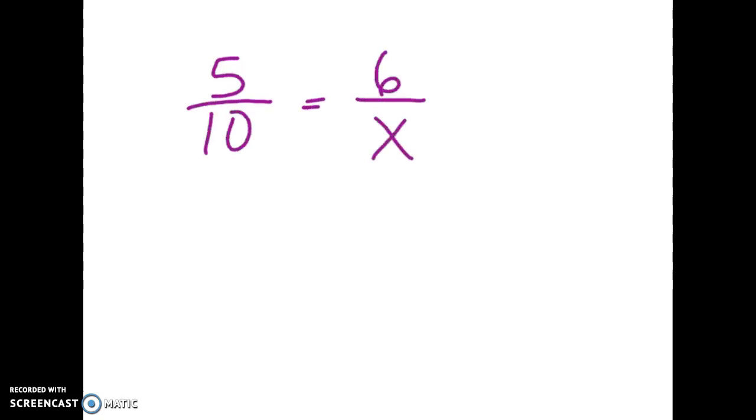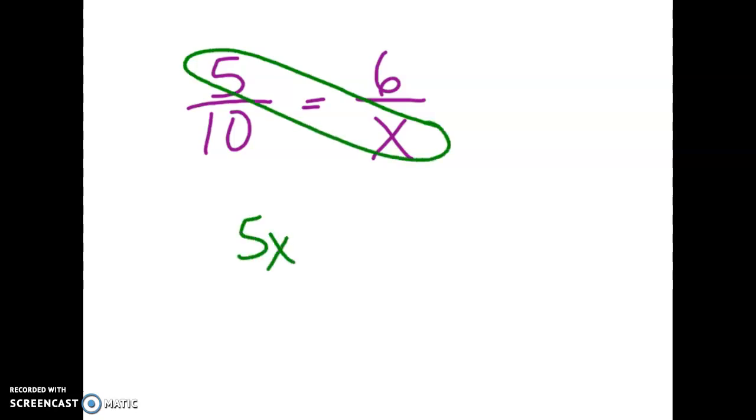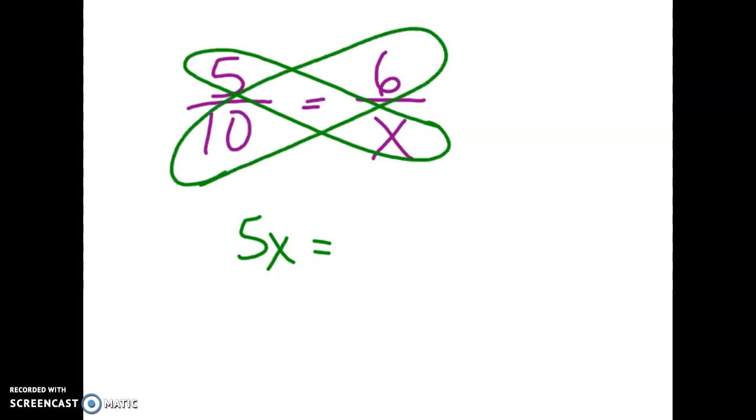So let's see. We have 5 over 10 equals 6 over x. So if I'm cross multiplying, what I'm doing is I'm taking x times 5, which is 5x, and then I'm putting an equal sign, and then I'm multiplying the other direction, 6 times 10, which is 60. Now I have a one-step equation.